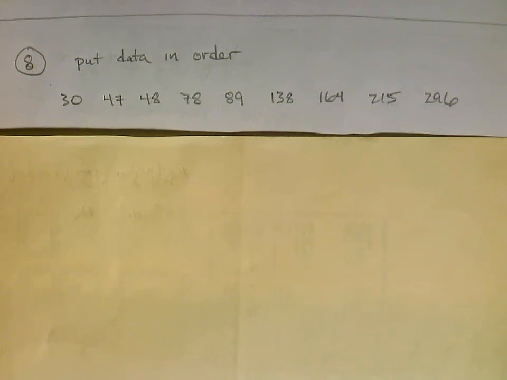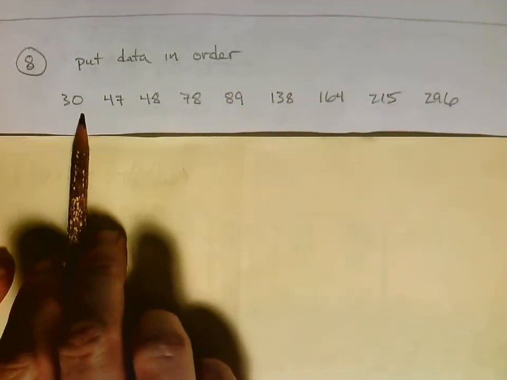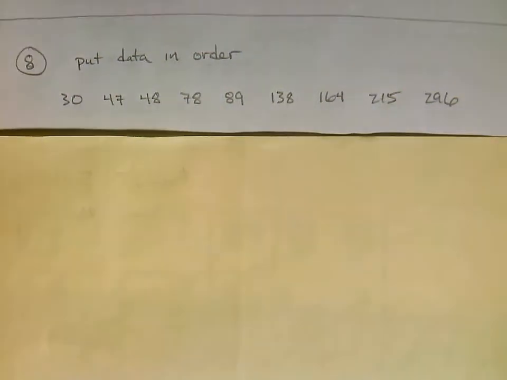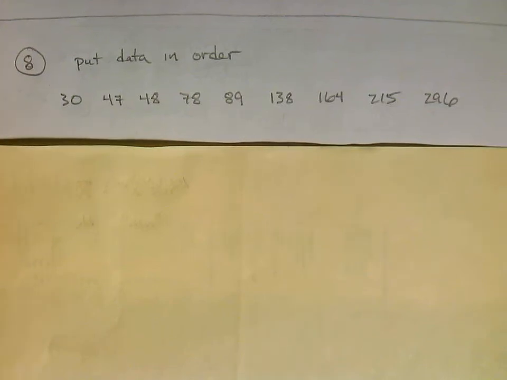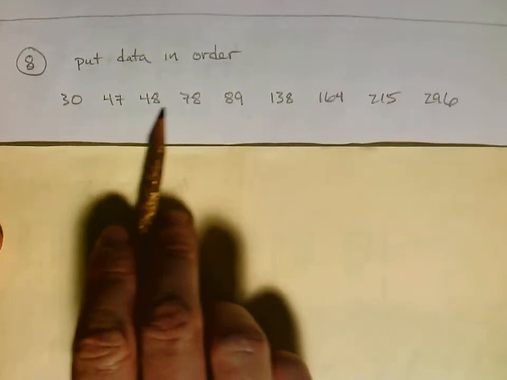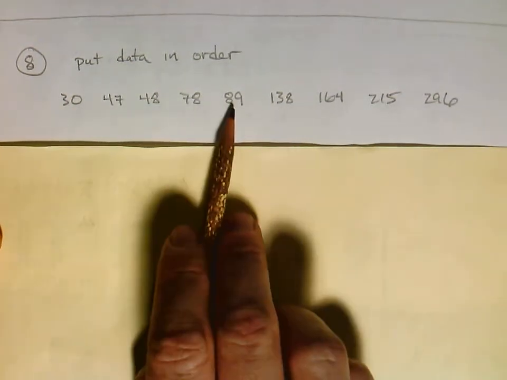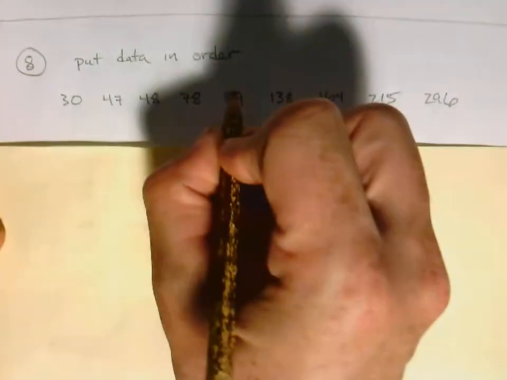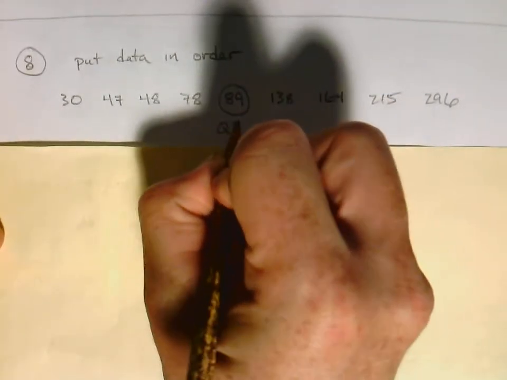Now, we don't really need to calculate the range to create the box plot. We can see the smallest is at 30, the biggest is at 296, but we do need to get those quartiles. So let's try that out. Well, what's going to be in the middle? If we have 9 different points of data, then there should be 4 and 4, and so that puts 89 right at the center. So there's Q2.